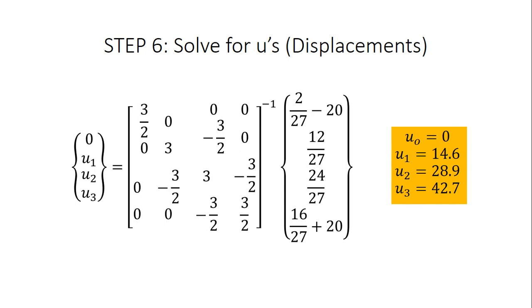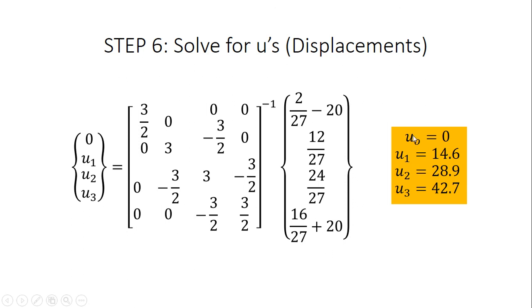So the 6th step and the final step in the process is to solve for our U's, or our displacements. So we're going to rearrange the equation. Again, these are the displacements we want to solve for. We invert our global stiffness matrix and then multiply it by the F plus the Q matrix added together. So that's why you have the negative 20 and the plus 20.